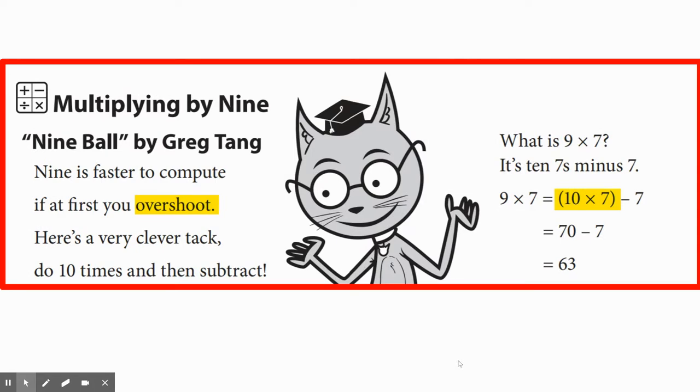So let's take a closer look at this. When Greg Tang says overshoot, what he means is we're going to kind of go too far. So to figure out 9 groups of 7, we're going to figure out what 10 groups of 7 is, because that's a little easier for us. And then we just have to subtract that extra set of 7. So 70 minus 7 is 63.